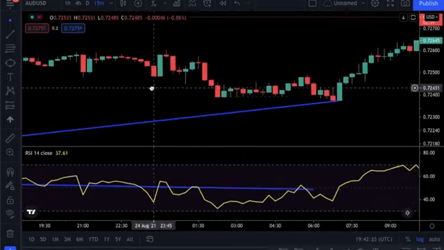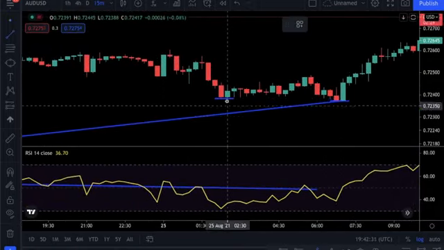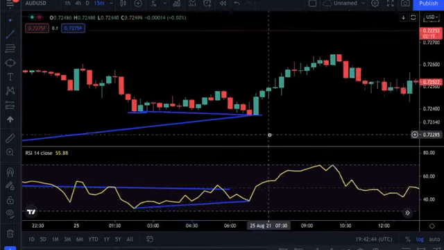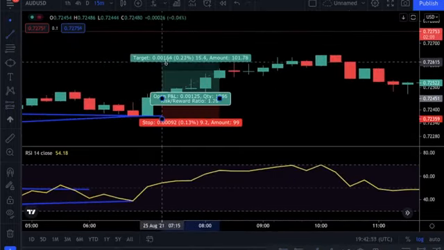But feel free to ask your questions in the comments. Also, you can check out my previous video to learn more about the RSI divergences. So let's move to the fun part.